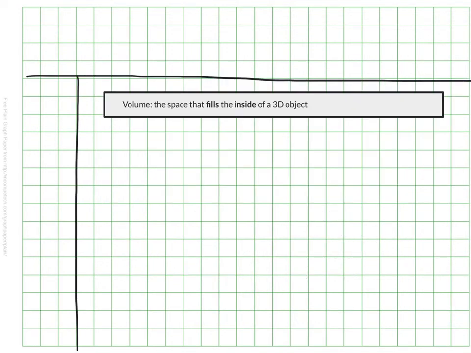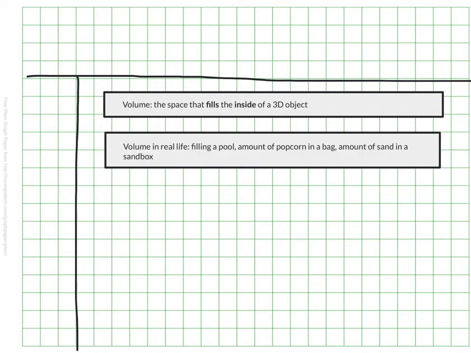Which brings us finally to volume, and that of course is the space that fills the inside of a 3D shape. And we see volume all over the place. We talk about anything that's getting filled has to do with volume, so a pool or a bag of food like popcorn or candy, or the amount of sand that a sandbox can hold. All of these are volume.